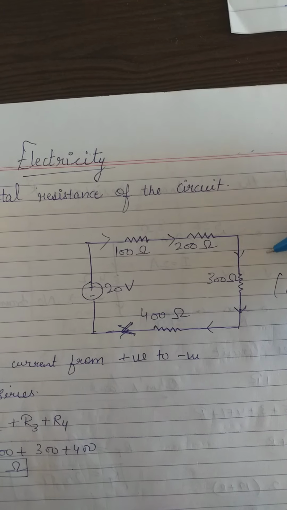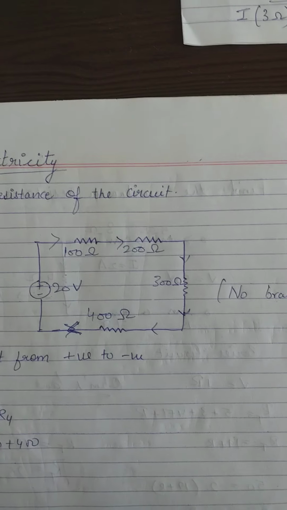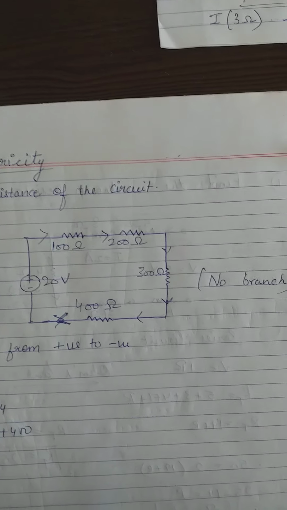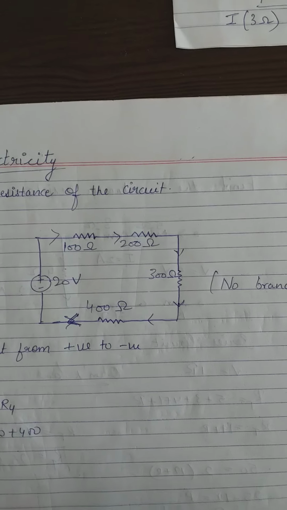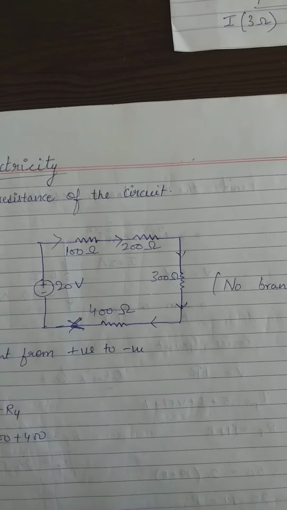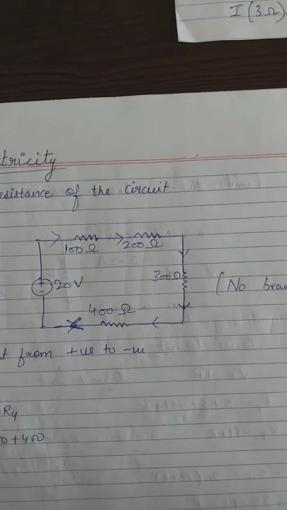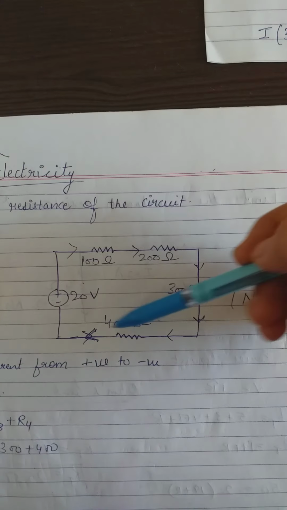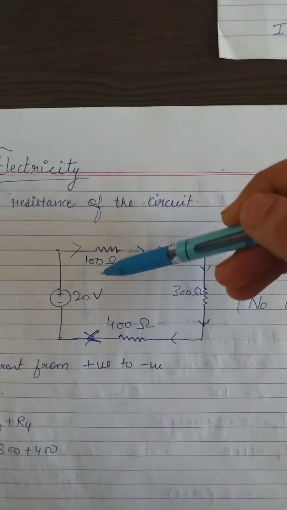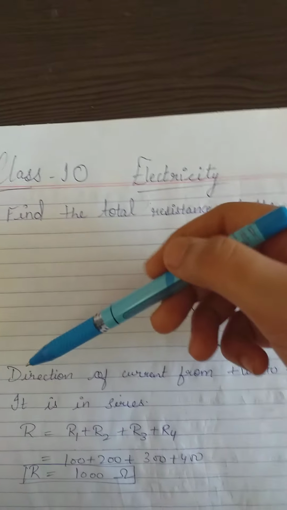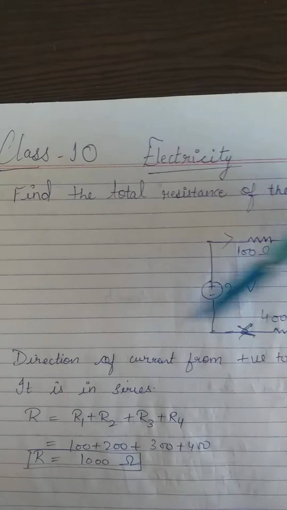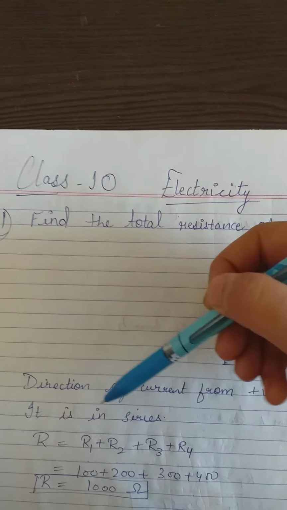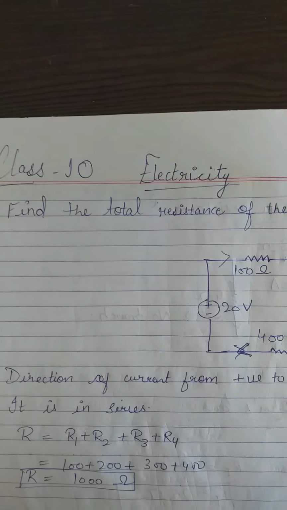Please see the arrows. There is no branching. If there is no branching, then the current doesn't divide into different values. It goes the same throughout the circuit. It will remain I. So first of all, you have to draw the direction of the current from positive to negative, and as there is no branching, the circuit is in series.